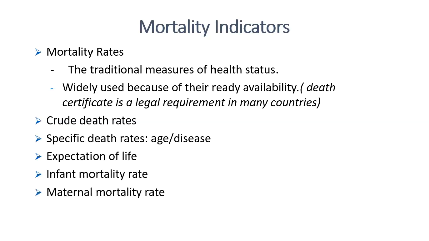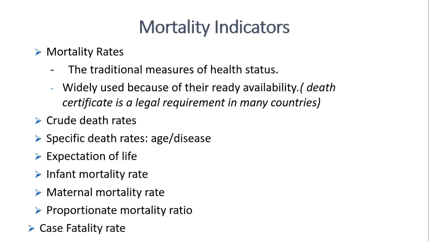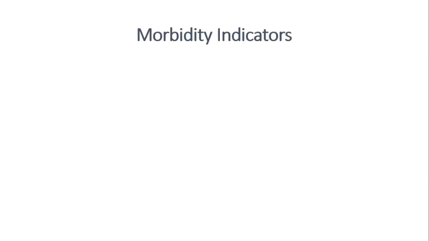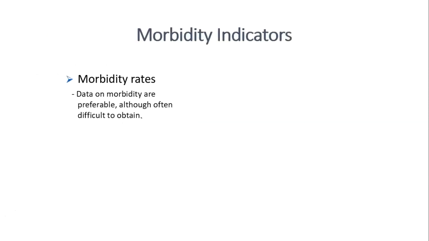So these are different. Now, if a woman dies during pregnancy or while delivering a baby, that will be attributed to maternal mortality. Accordingly, there are the case fatality rate, proportionate mortality rate, and multiple other mortality rates. Now, morbidity rates. So what are morbidity rates? Data on morbidity are preferable, although often difficult to obtain.